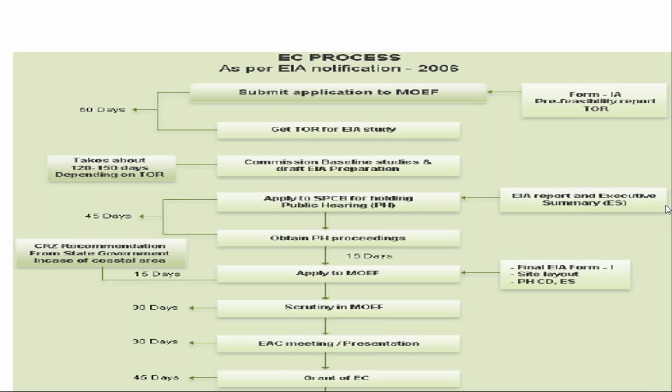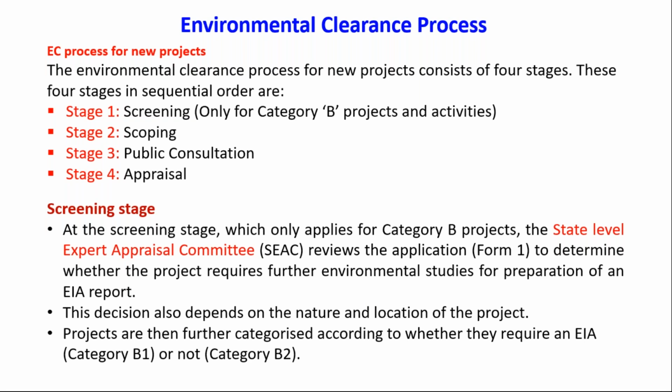So you can refer to the different forms, like Form 1A for the pre-feasibility report, then EIA report and executive summary, then final environment impact assessment report, Form 1, site layout, public hearing, etc. So we must study all these types of contents for the environmental clearance process. These are the different steps under this environmental clearance process for new projects. There may be a modernization in existing projects, there may be an expansion activity, etc. But this is for the new project.